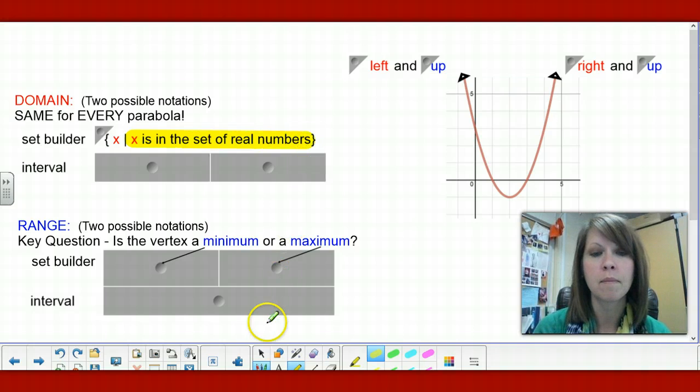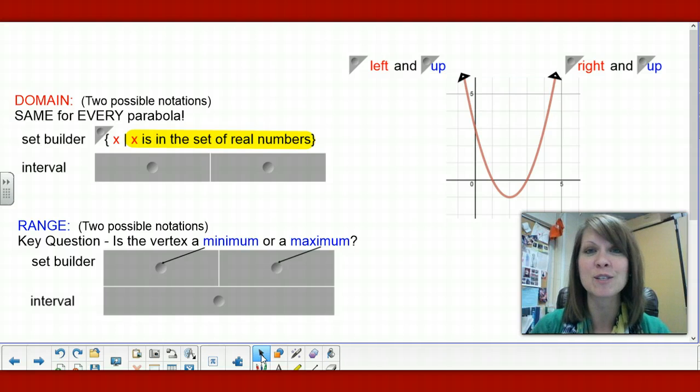I say it's like a birthday present or a Christmas present. The wrapping is nice, but what you really care about is what's on the inside. And what's on the inside of this is x is in the set of real numbers. That's your domain for every parabola.